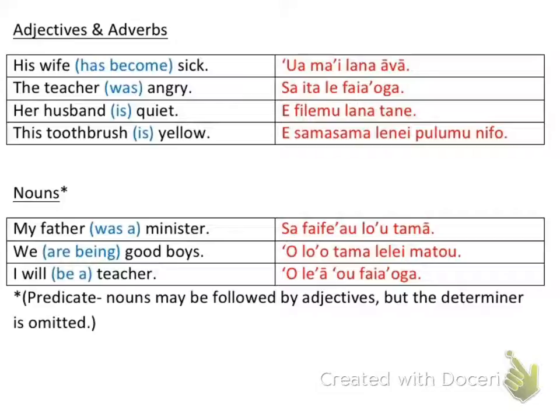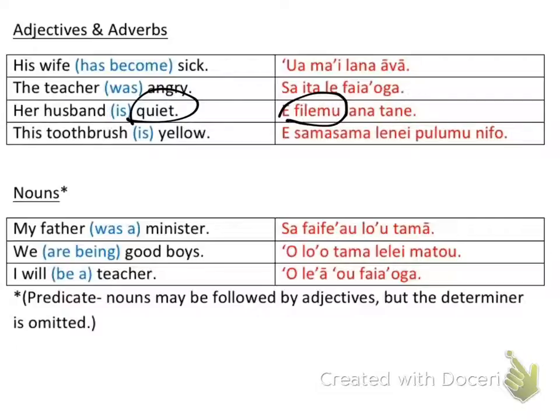So: her husband is quiet. Again, her husband is at the beginning. That's the subject. That tells me it needs a tense marker, so A goes here. And then the thing that's describing the husband is quiet, so quiet goes next, a file mu, and then the subject, her husband, follows that.